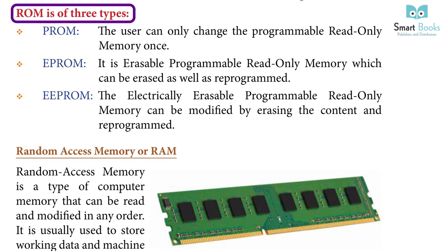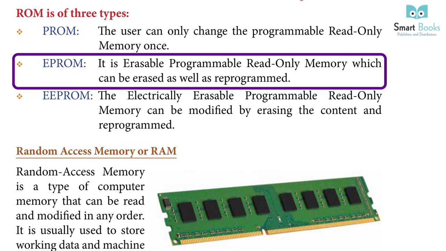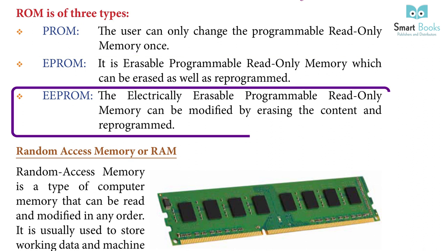ROM is of three types. PROM: the user can only change the programmable read-only memory once. EPROM: it is erasable programmable read-only memory which can be erased as well as reprogrammed. EEPROM: the electrically erasable programmable read-only memory can be modified by erasing the content and reprogramming.